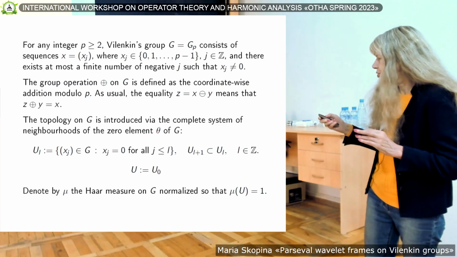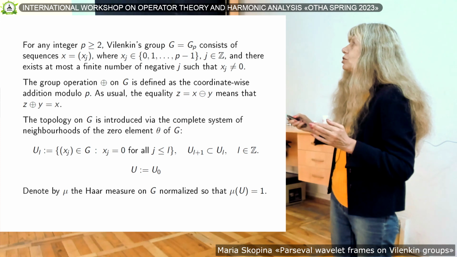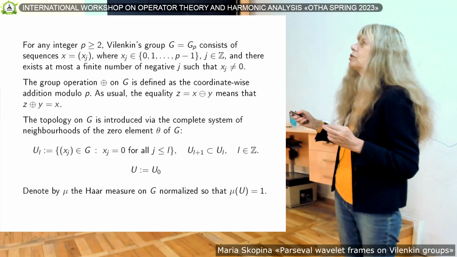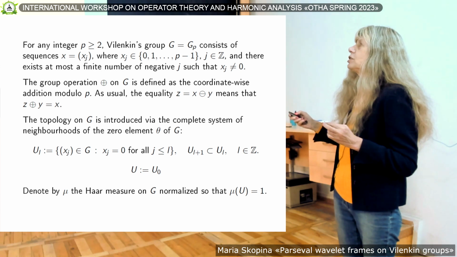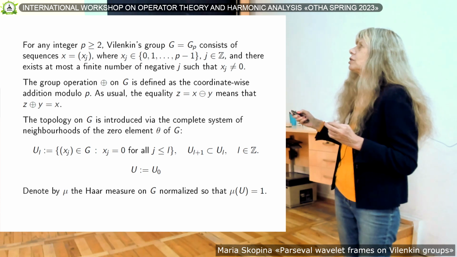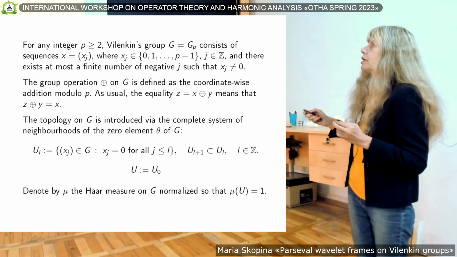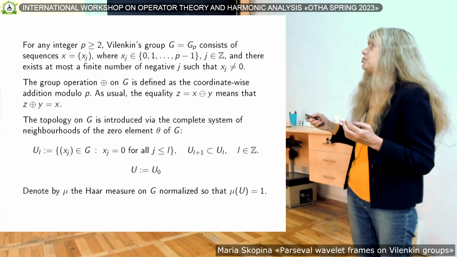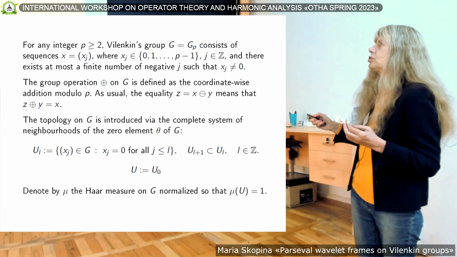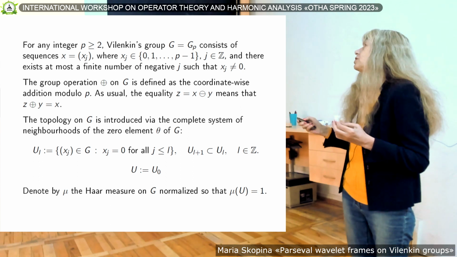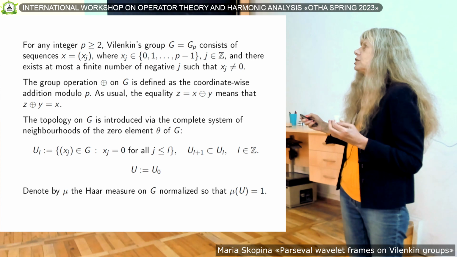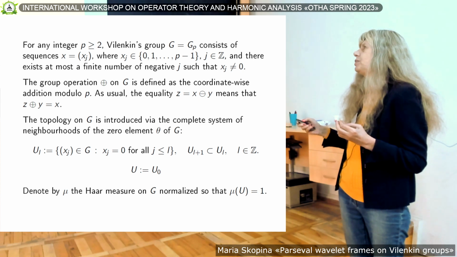Joint results with Yerevan. What is the Vilenkin group? It is associated with an integer p bigger than or equal to 2. It consists of sequences of digits 0, 1, ..., p minus 1, where only at most a finite number of negative j have non-zero x_j, such that x_j is not 0. And next, the group operation, addition. This is coordinate-wise addition modulo p.